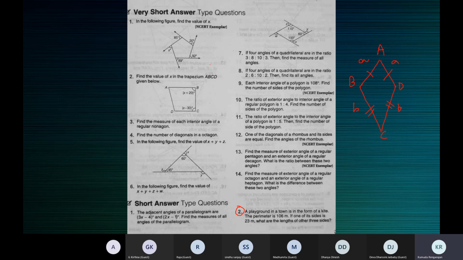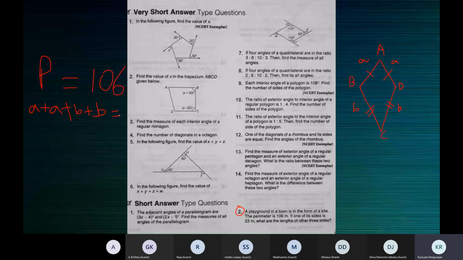Now, how do you express perimeter, children? A plus A plus B plus B, right? Yes, ma'am. Perimeter is equal to 106. So here perimeter is A plus A plus B plus B, correct? Is equal to 106.